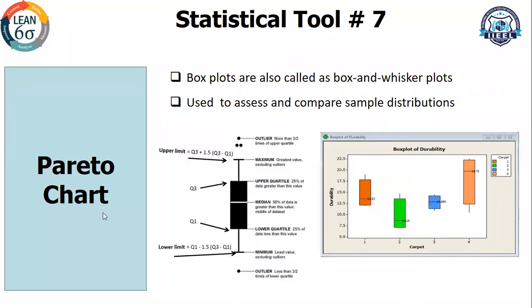So this is the box plot. Sorry, there was a mistake on the left side. This is the box plot. And box plots have this kind of representation where you have the outlier, which we call special causes. There's a minimum, a lower quartile, median, upper quartile, maximum.